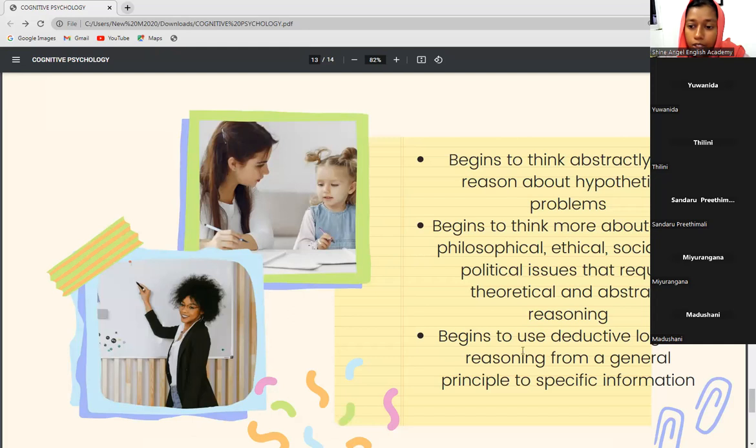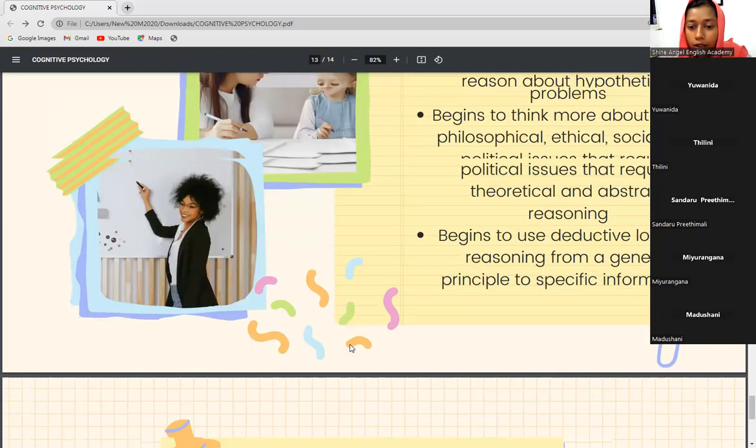Begins to use deductive knowledge or reasoning from a general principle to specific information. They try to read, they try to get the things, and they try to work alone. Now, remember, all the students are not like this. We have to guide them to improve their logical thinking and understanding in studies, right? So we all have to try to teach them how to stand alone. So that when a child comes to your class, you should teach them to do their activities alone.